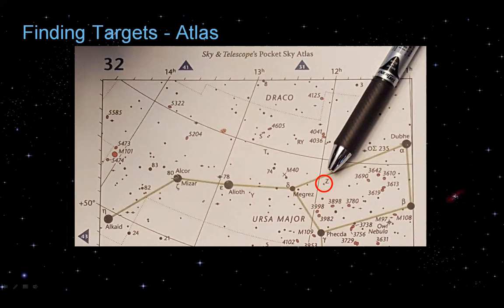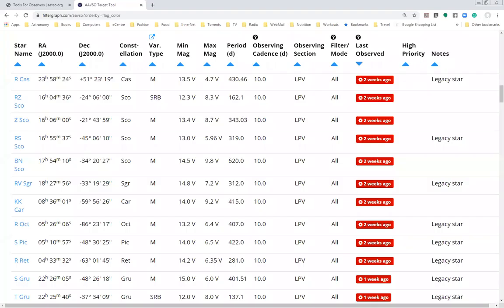What do I use? I can't use these stars, because a lot of these stars have no values for the magnitudes on them. So I need a different resource. So that's where AAVSO comes in handy again.